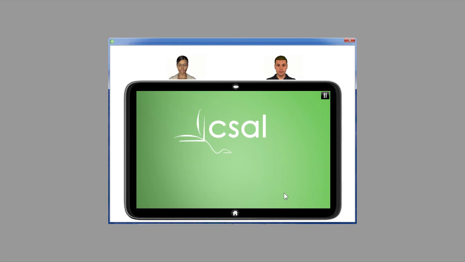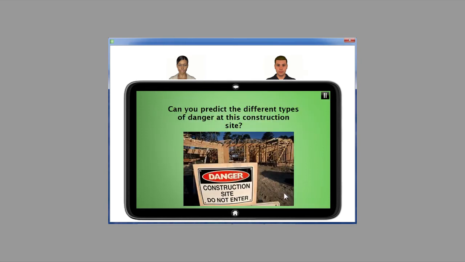Take a look at this construction site. Patrick, can you predict the different types of danger at this site? Look at the images in the background to make your prediction. Click all the options that you think apply.